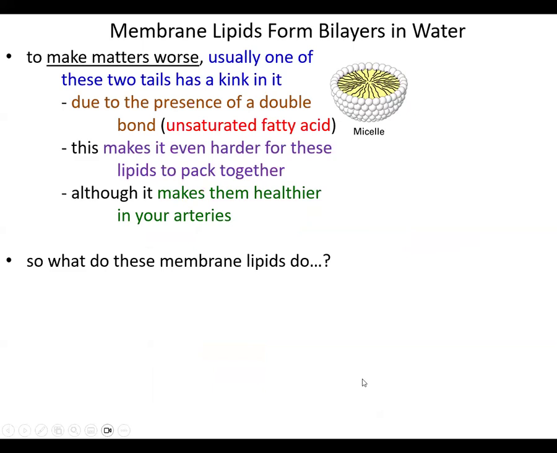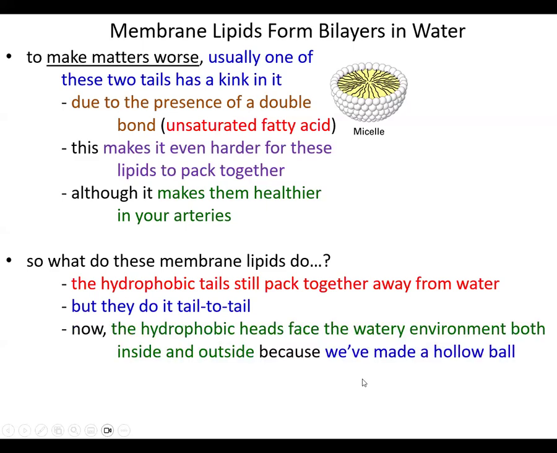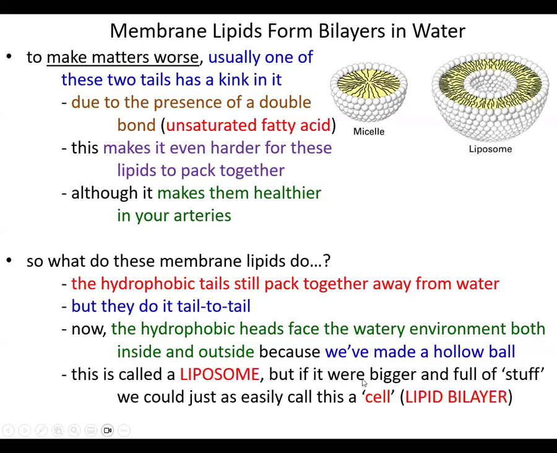So when you do have these properties, two hydrophobic tails, one has a kink, they're long, they won't fit in the center of a micelle, what can these membrane lipids do in an aqueous environment to still maximize entropy? Well, they create a bilayer. The hydrophobic tails still pack together away from water, but now they do it tail to tail. And the hydrophilic heads now face the watery environment, both inside and outside, because we've made a hollow ball. We've made a hollow bilayer. We've made a hollow sphere where water is inside and outside. What we've made is a liposome.